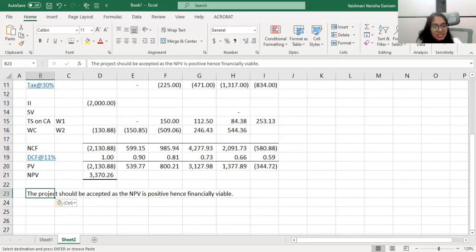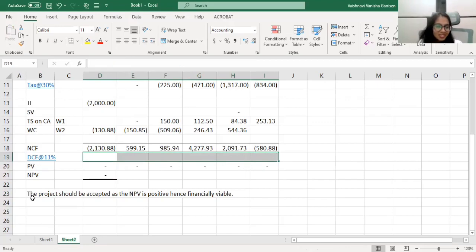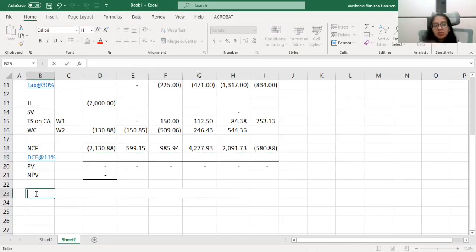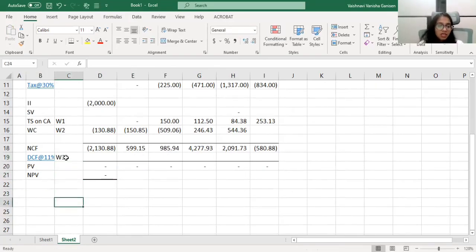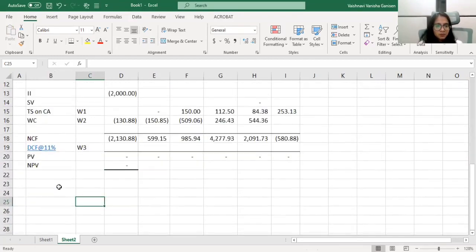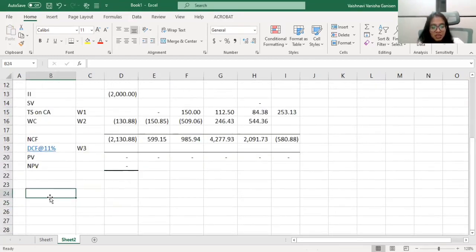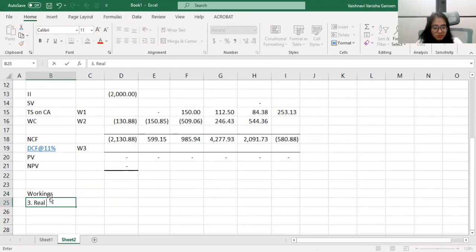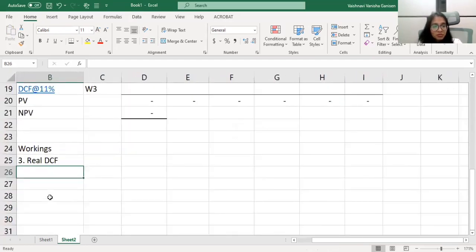So there is something here that you still haven't changed, which is your discount factor. Okay. Sorry, you shouldn't copy the comment first, because you need to change your discount factor. Now, this will be working number 3. Okay, guys, remember I told you when you need to calculate your real discount factor, remember we use the Fisher formula. Okay, I'm going to make it a bit bigger for you. Okay, we use the Fisher formula.